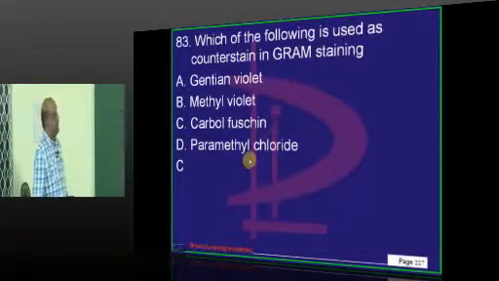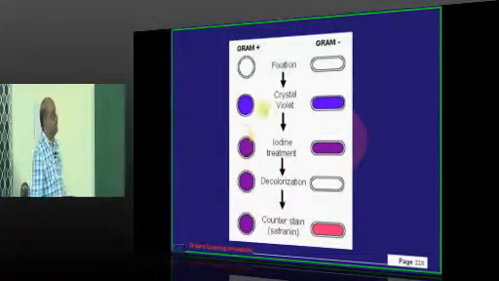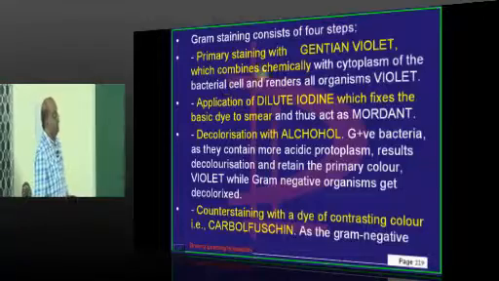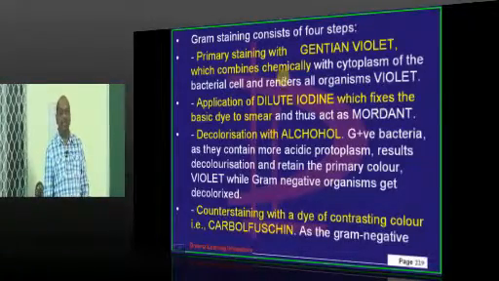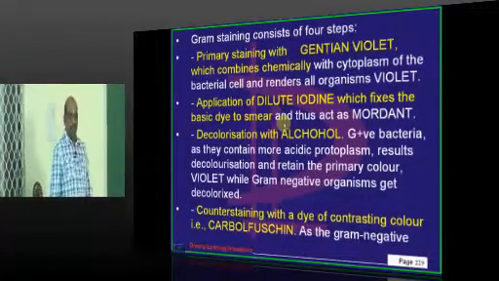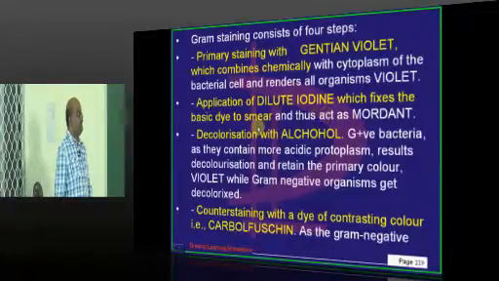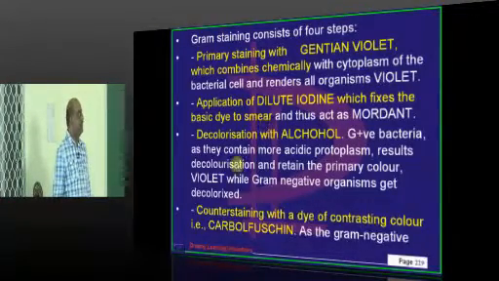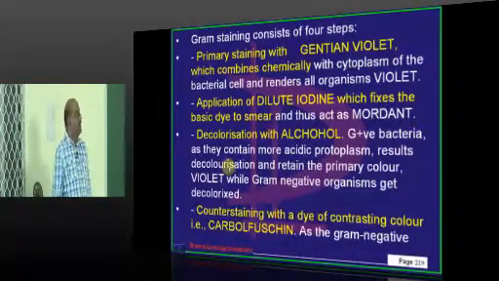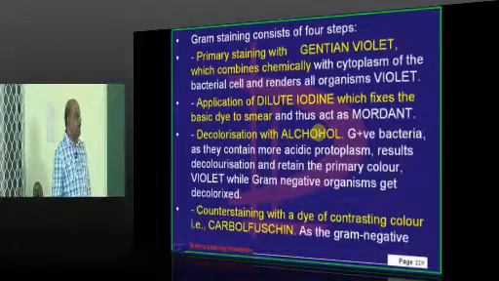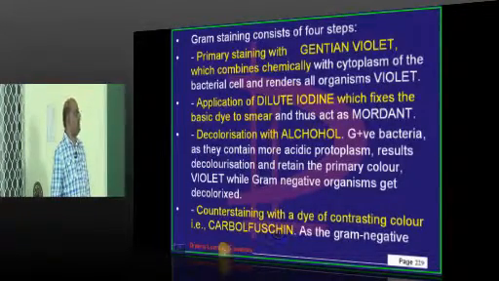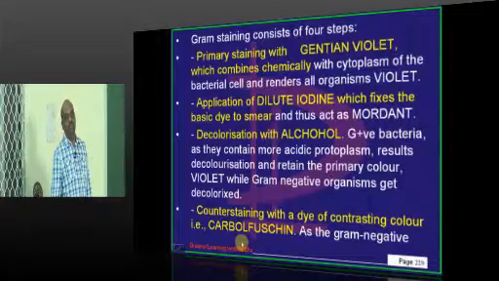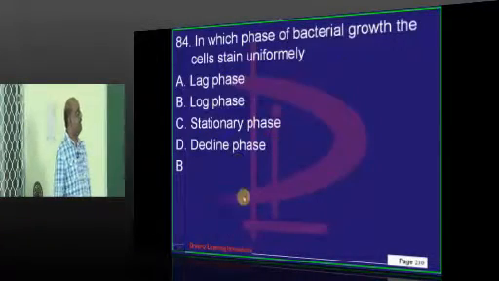Now, what are the stains and counter stains? You know, Gentian violet is for the primary staining. We apply dilute iodine which will fix it, hence it is a mordant. Decolorization we do with alcohol, and counter staining we basically do using the carbol fuchsin is what need to be remembered.